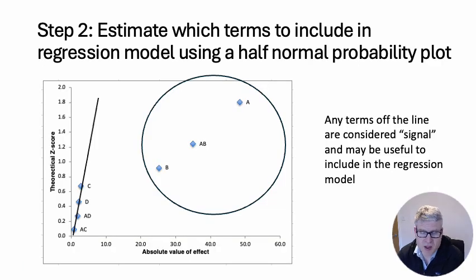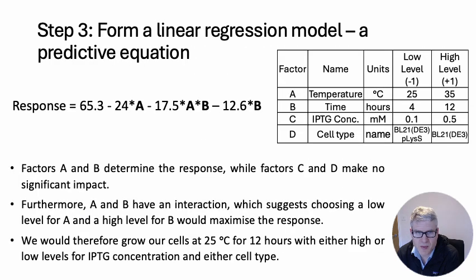Okay, so step 2 is to estimate which terms to include in your regression model. And this is done by Spreadsheet DoE using a half normal probability plot. And you can see that most of the points lie on the line, but we've got 3 points, A, B, and AB, which lie off the line. And these are considered to be signal, whereas these terms are considered just to represent noise. And so it's these 3 terms that we're going to include because they lie off of the line. So it's a really nice visual and simple way to think about which terms to include in your model. So then we go ahead and form the linear regression model.